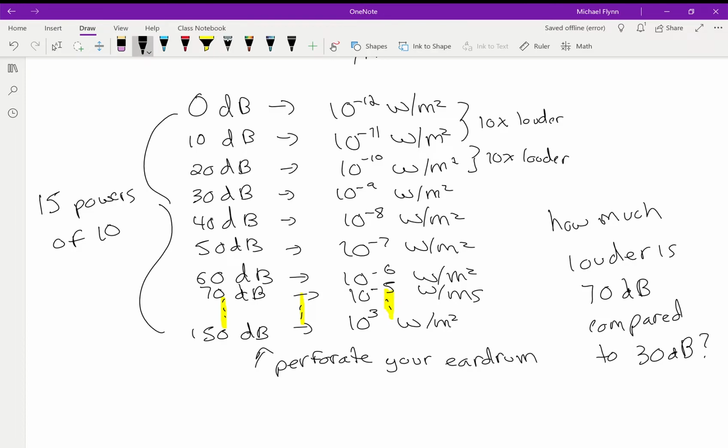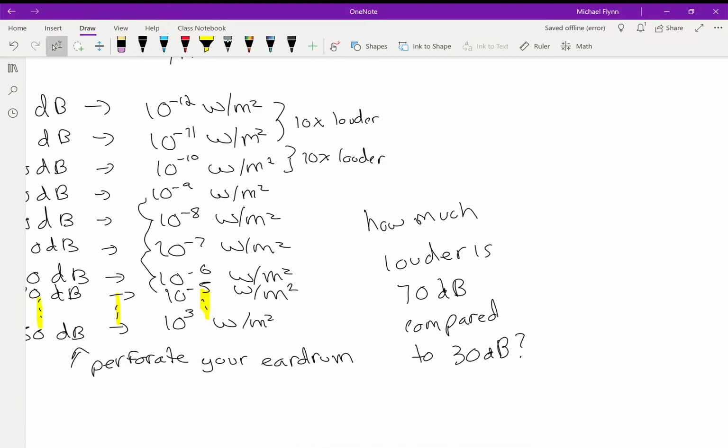Okay, so look, we skipped a bunch of them. I start at 70. 70 is 10 to the minus 5 watts per square meter. Now, 30 decibels is 10 to the negative 9. Well, how many powers of 10 are there? I'm going to count: 1, 2, 3, 4 powers of 10. So the answer is 10 to the power of 4.